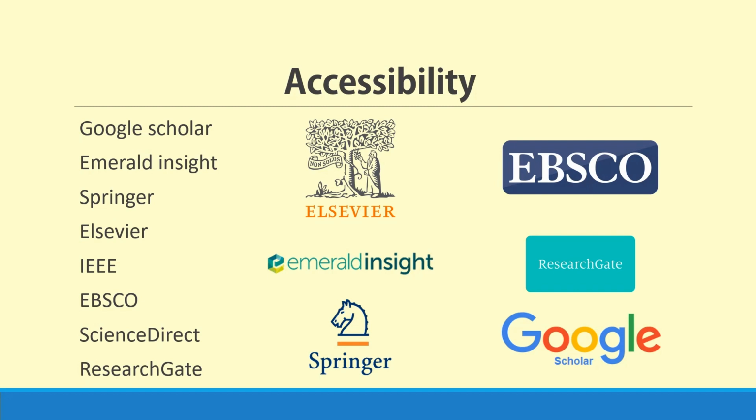Emerald, Springer, Elsevier, IEEE, EBSCO, Science Direct, all these are publishers. You can go and see other people's publications. You can also get a subscription if you want to read the full content of some of the journals and other articles. ResearchGate is like social media for researchers.